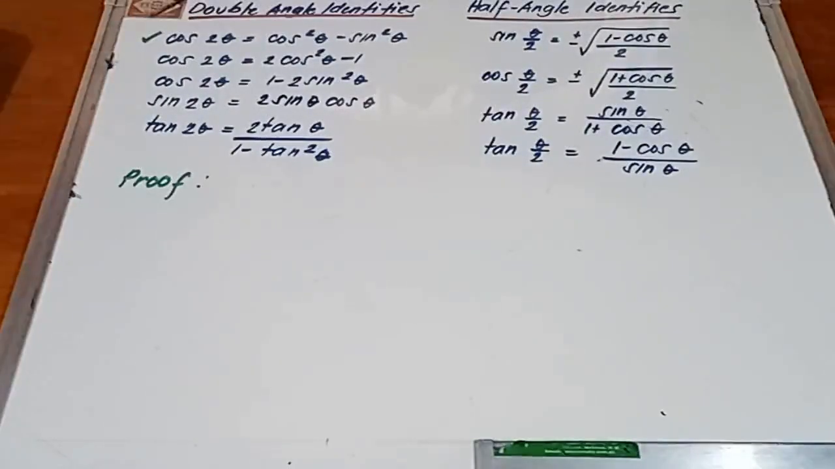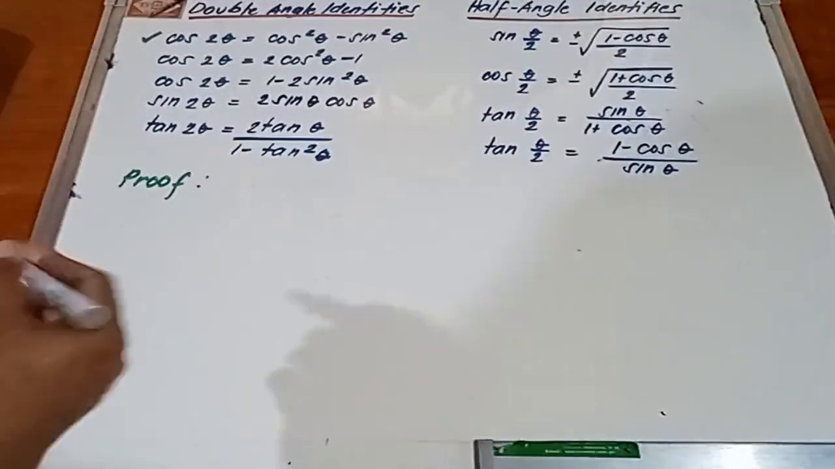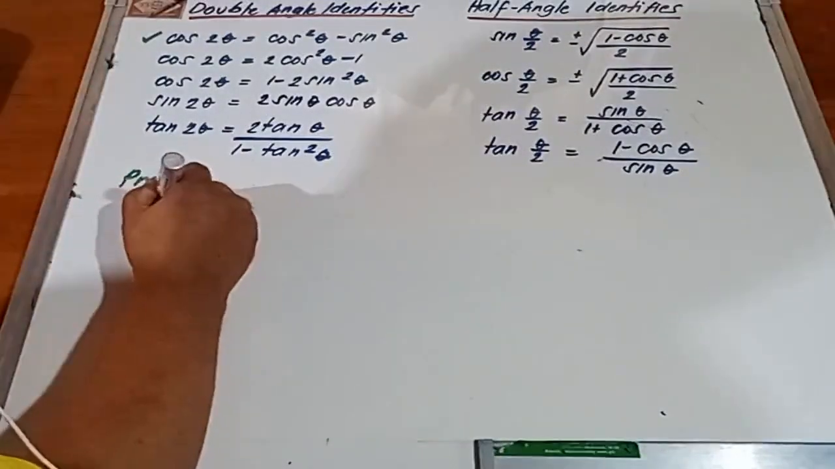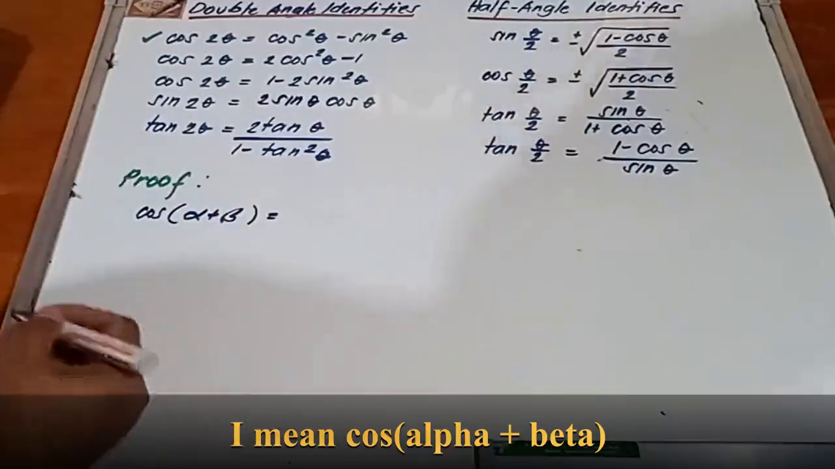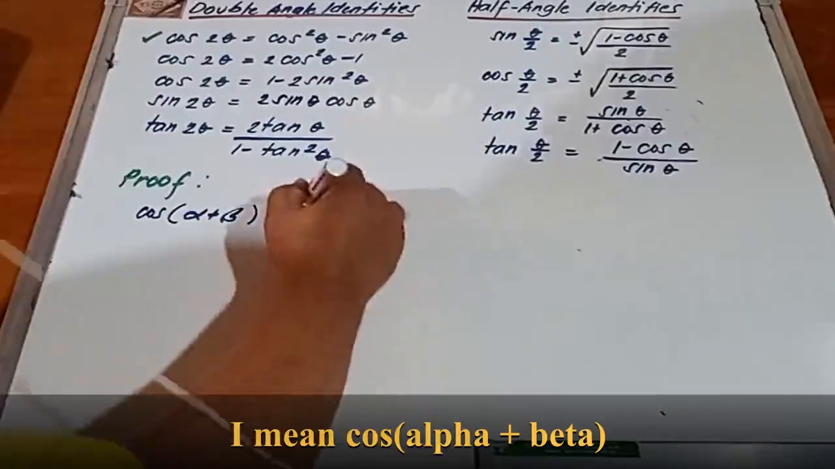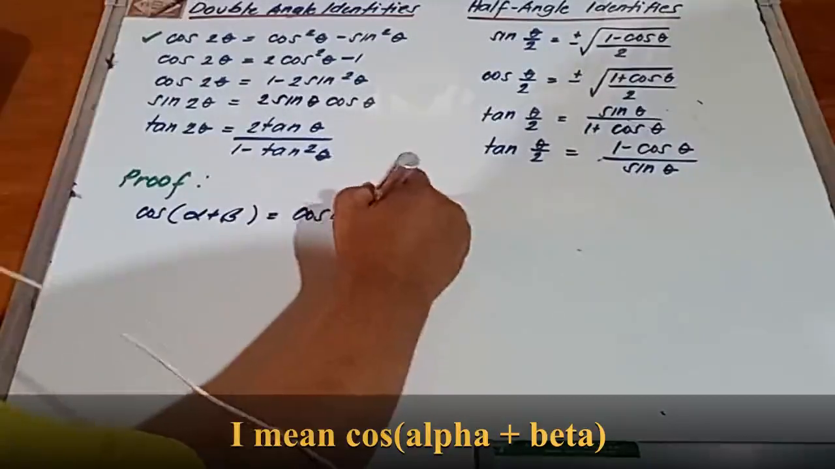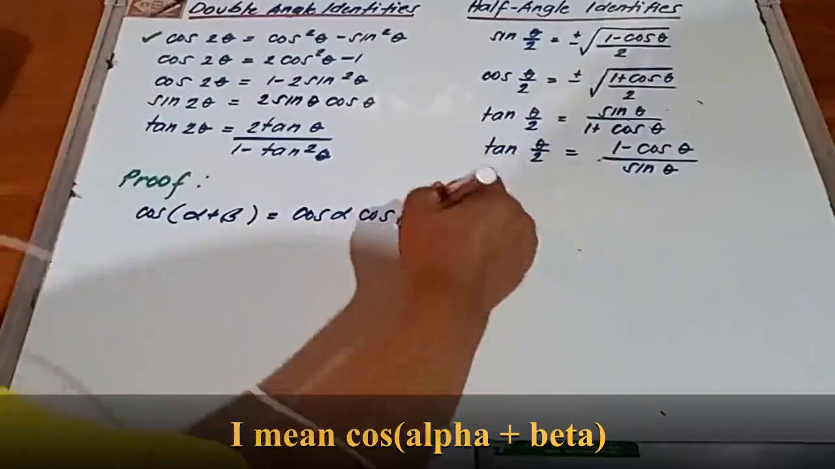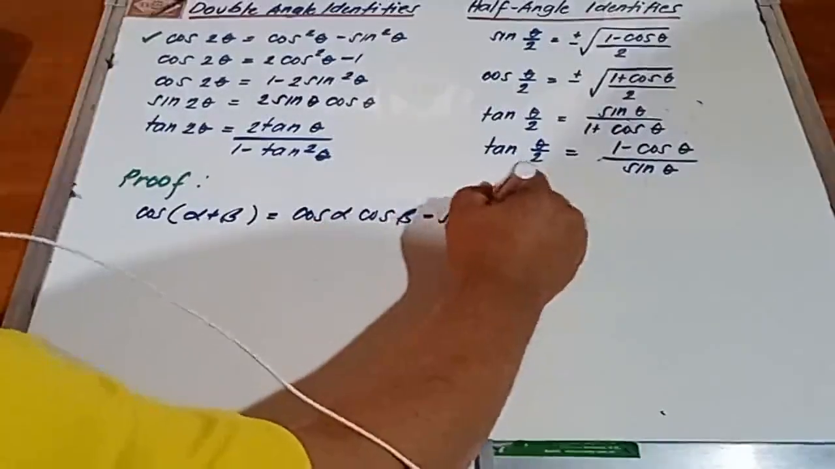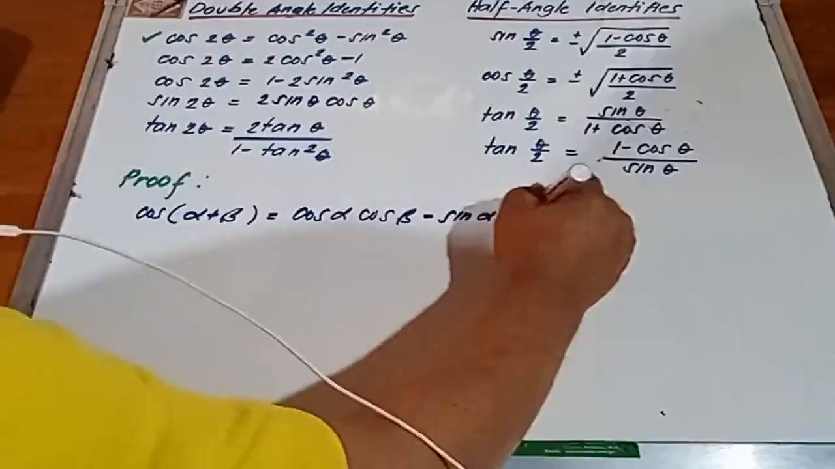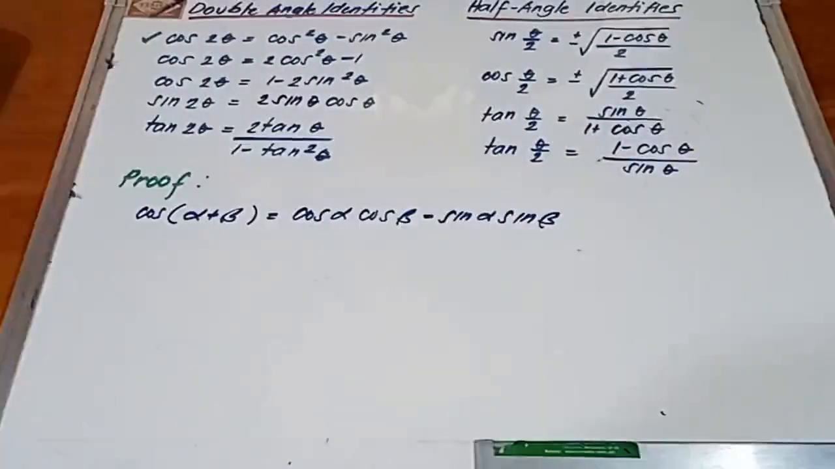sum and difference identities of cosine function. Kung natatandaan nyo pa, we have cosine of alpha plus beta is equal to cosine alpha, cosine beta. This is plus, this is minus. Cosine sine, sine alpha, sine beta. Okay. So, yan ang gagamitin natin para ma-derive natin yung first double angle identity natin.